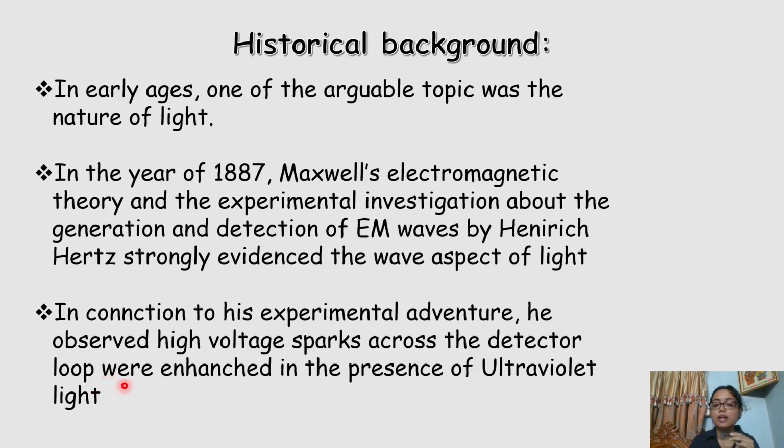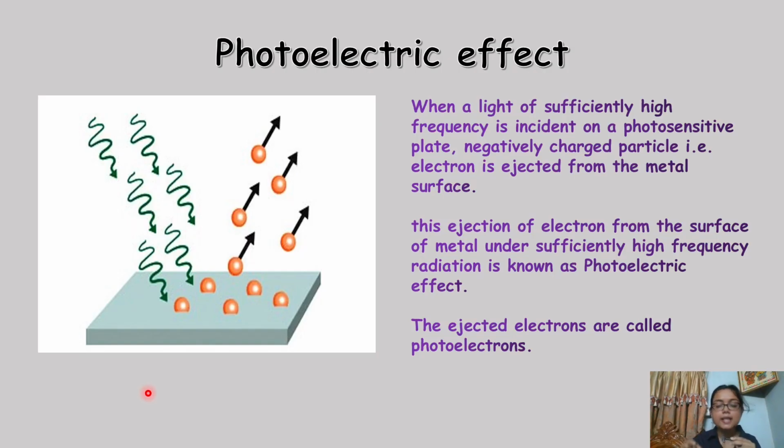presence of ultraviolet light. If I say in simpler words, when a metallic surface is exposed to some incident radiation, and this radiation has sufficiently high energy, then the photoelectrons, or negatively charged particles, are ejected from the surface. This ejection of electrons gives the photoelectrons, and this phenomenon is known as the photoelectric effect.